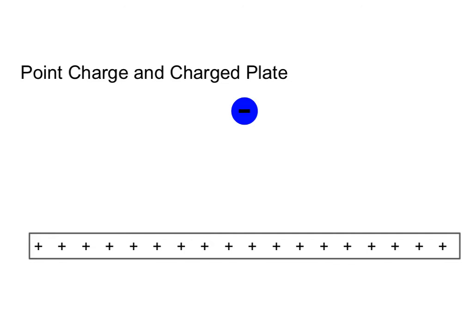So let's go ahead and start drawing field lines. We're going to go out of our positively charged plate and into our negatively charged point charge. Draw a couple more.